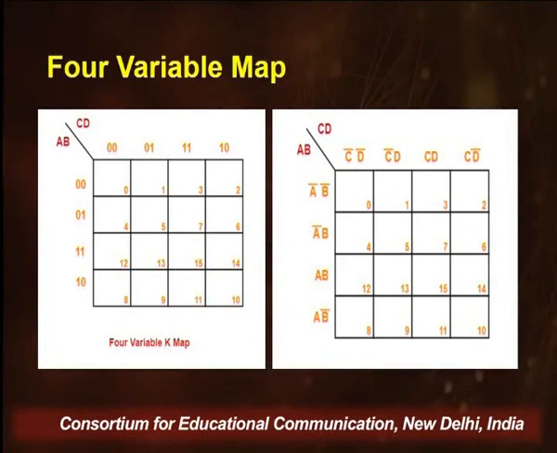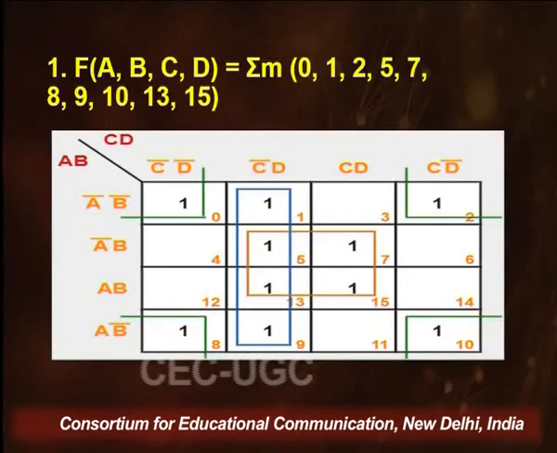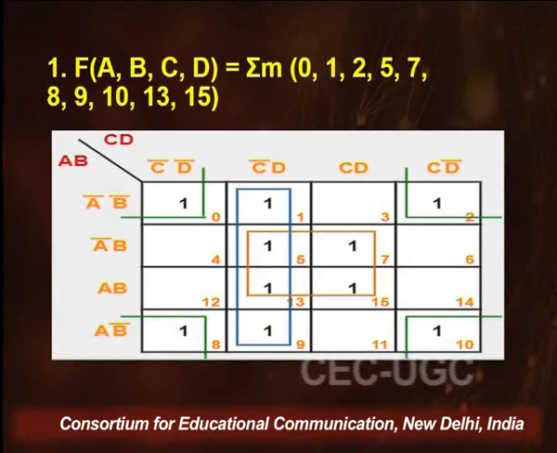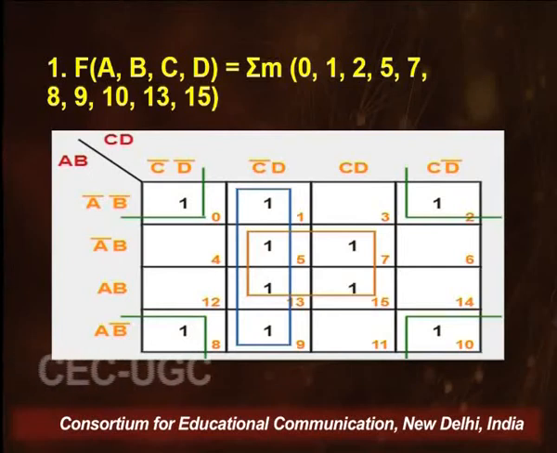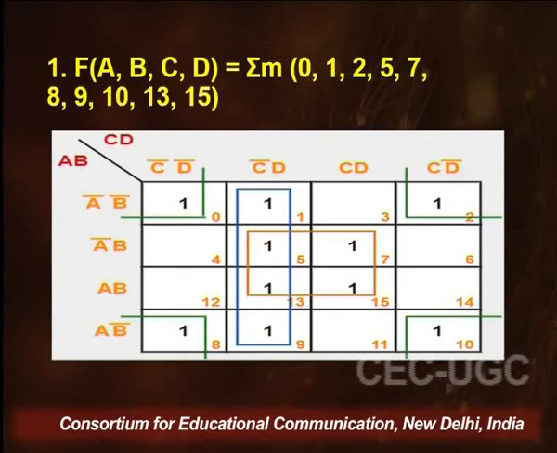Keeping in mind, each one of them is a logically adjacent cell. We use the same formula or method of filling the cells. Looking at an SOP form, it is a summation of products, yes. So 0, 1, 2, 5, 7, 8, 9, 10, 13 and 15 are the cells that we need to mark in. Each of the cells has been marked by a 1.